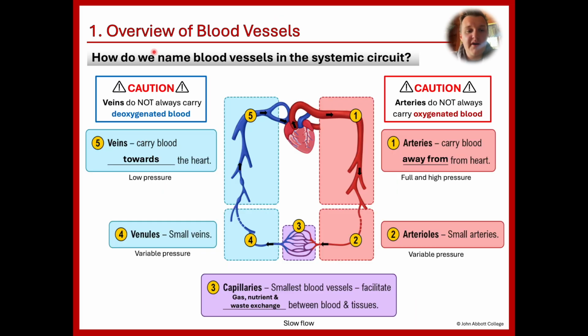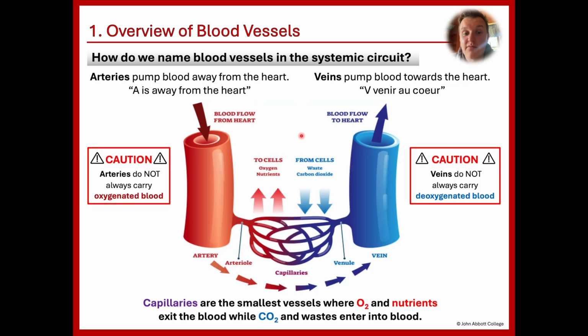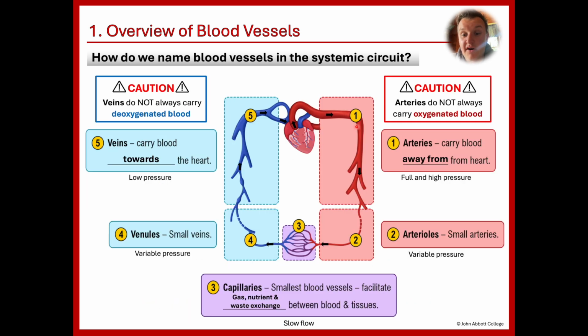So over here, how do we name blood vessels in the systemic circuit? Again, this is the systemic circuit. So it makes sense that the red blood, the oxygenated blood, is in the arteries, and the returning blue blood is in the veins, right? But remember, caution, we do not always carry oxygenated blood in arteries, and we do not always carry deoxygenated blood in veins. There's an exception in the lungs. We're going to see this later on. This is the systemic circuit, right? It's going to the tissues. When we go to the lungs, we're going to see it's a bit different. So that being said, put that to the side.